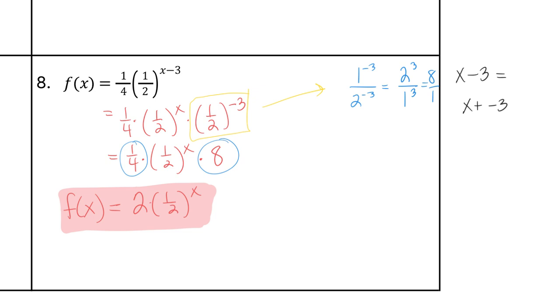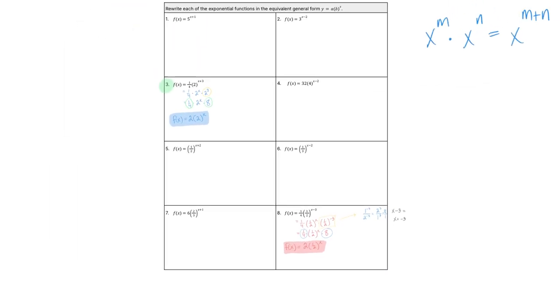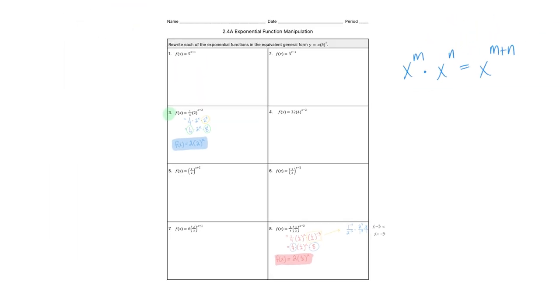Okay, and then that's it for this worksheet. You have 6 more problems to go. Really, it's just knowing your product property and maybe your negative exponent property. And if you have any other questions, send me a message.